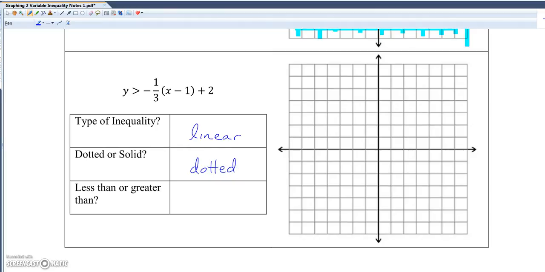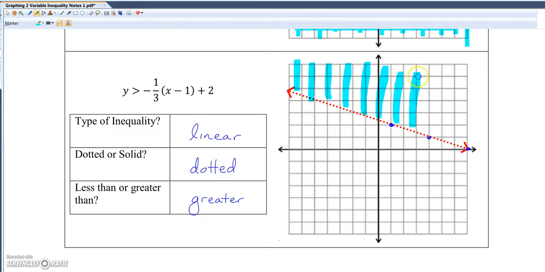And are we going to color the side that is less or greater? I want to color the top side because it is going to be the greater than side. First point was 1, 2. Down 1 and over 3. This is a straight line. It is linear and it is going to be dotted. Therefore, here's the line, and the solutions for this particular problem are on the top.